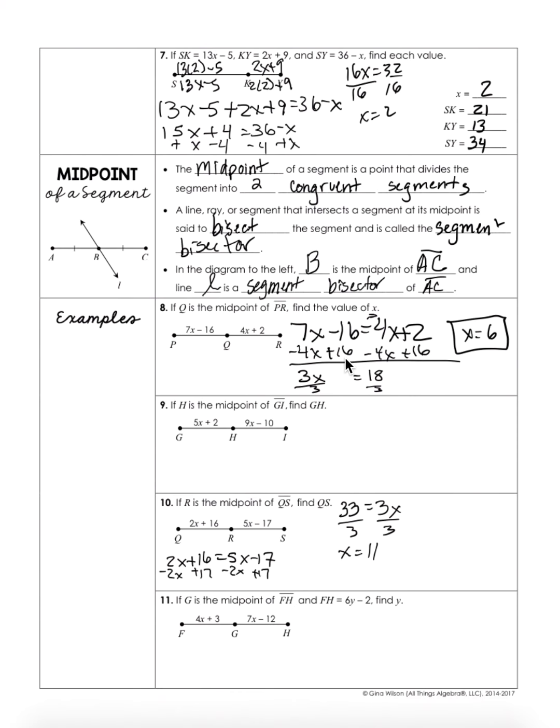It says find QS. Okay, so I'm going to first find QR by doing 2 times 11 plus 16. That's 22 plus 16 is 38. And I know if this is 38, the midpoint means this thing has to be the same. So at the end, QS is going to be 2 times 38, which is 76. That's what I'm boxing.